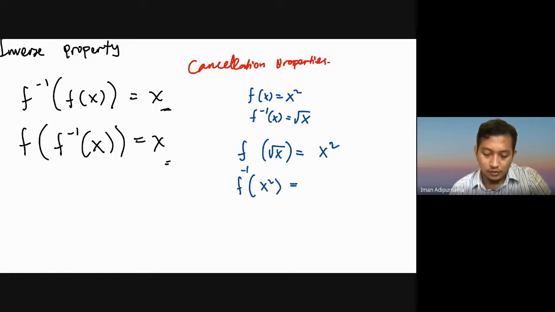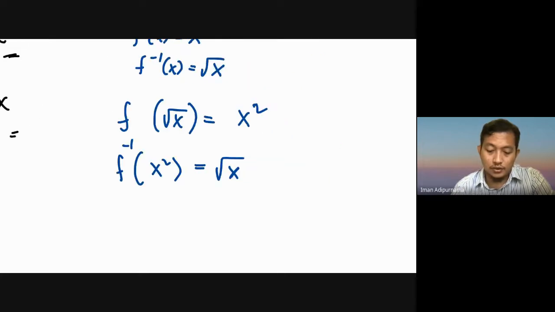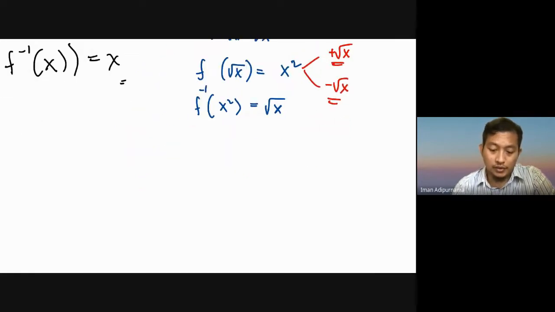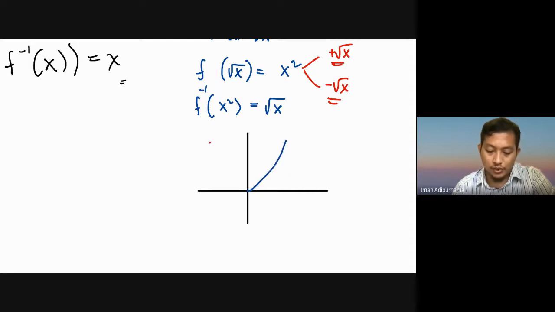it should be square root of x. Remember that usually it has positive or negative. It depends on how we define our domains. We can have the negative one or the positive one, depending. For example, we define the domain to be from here or from here. Both have different cases.